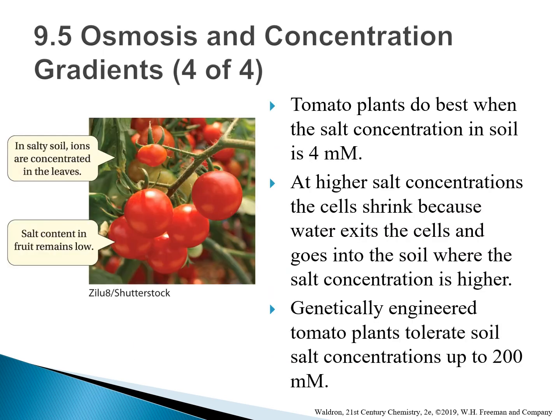Tomato plants do best when the salt concentration in soil is 4 millimolar. At higher salt concentrations, the cells shrink because water exits the cells and goes into the soil where the salt concentration is higher. Genetically engineered tomato plants tolerate soil salt concentrations up to 200 millimolar.